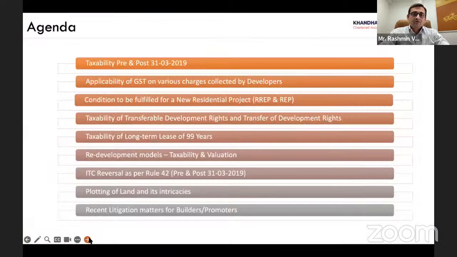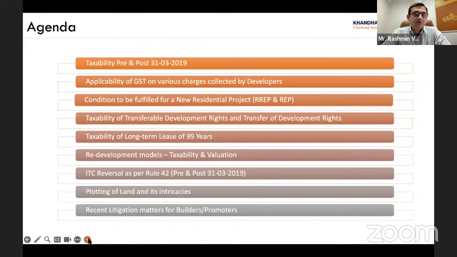So this is the agenda: taxability pre and post 31st March 2014. 1st April 2019 was the date wherein major changes were made applicable so far as a developer is concerned. Then we'll deal with GST on certain charges that are collected by the developers, and conditions to be fulfilled for a new residential project. That was one of the major things, because after 1/4/2019, the new reduced rate of 5% or 1% was made applicable.